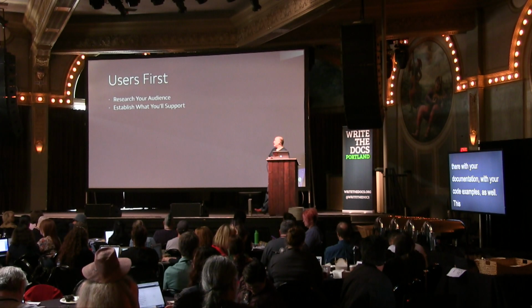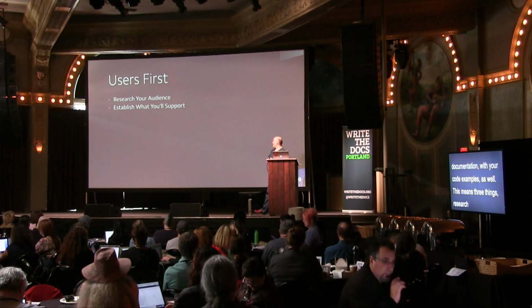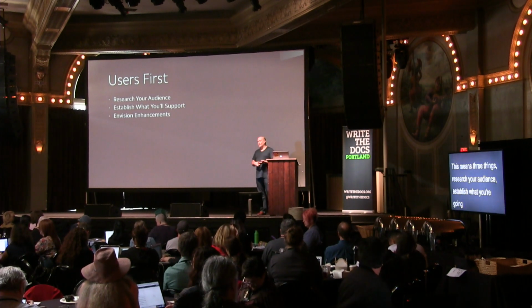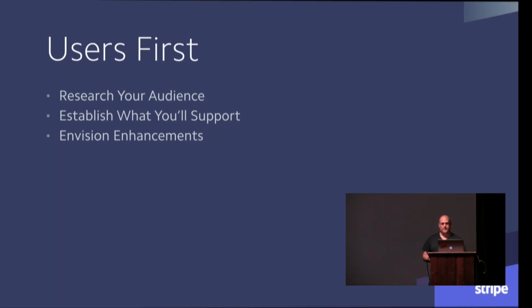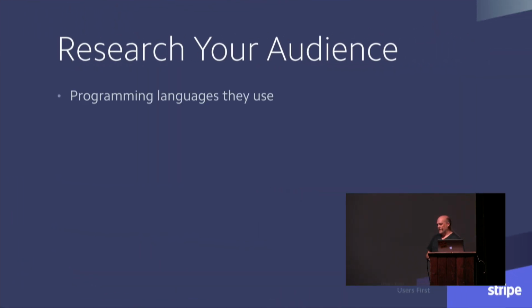Now, it's all going to start there with your documentation, with your code examples as well. This means three things. Research your audience, establish what you're going to support, and envision the enhancements you're going to add. To research your audience, start by figuring out the languages they're using. Now, this isn't just what programming languages, but in what percentages or degrees. If you have more Python users than Ruby users, you probably want to default to showing your Python examples first.